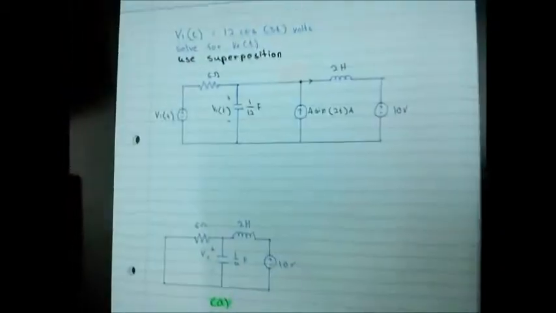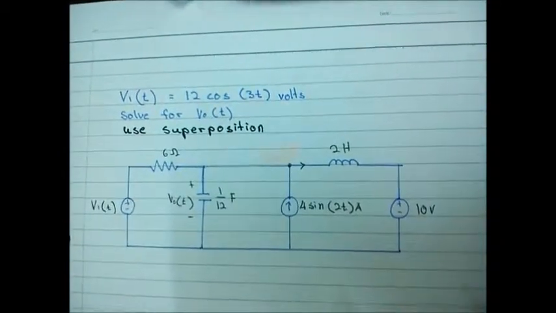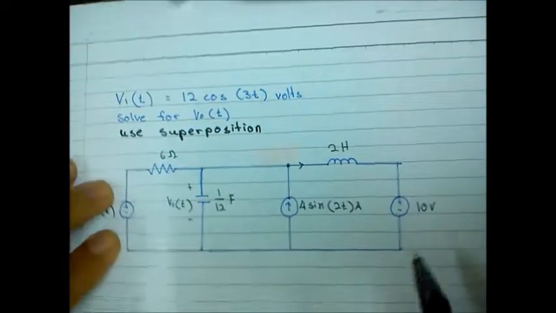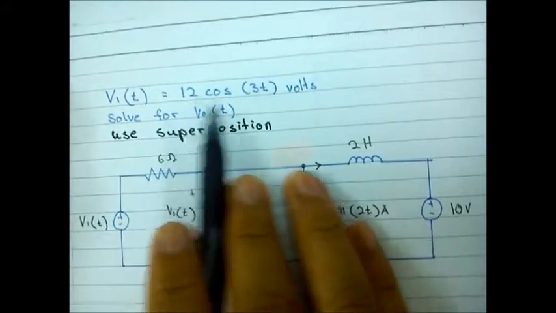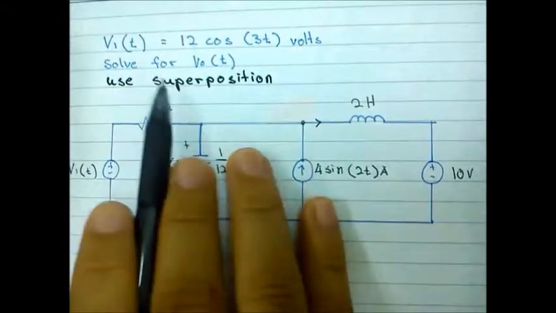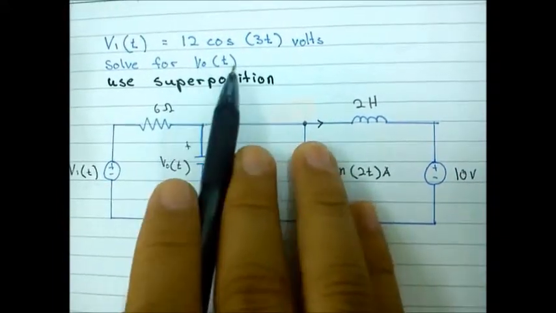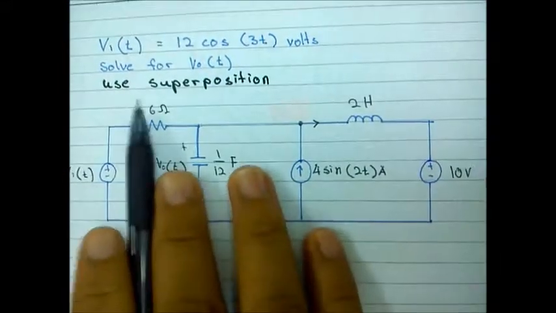I'll show you some problems. First, the circuit: the problem gives you V1(t) equal to 12 cos 3t volts. Solve for V0(t) using superposition.